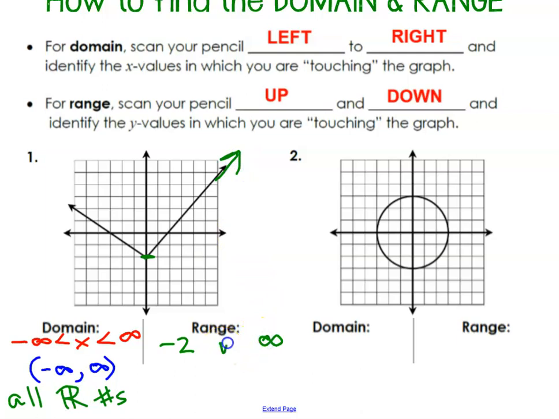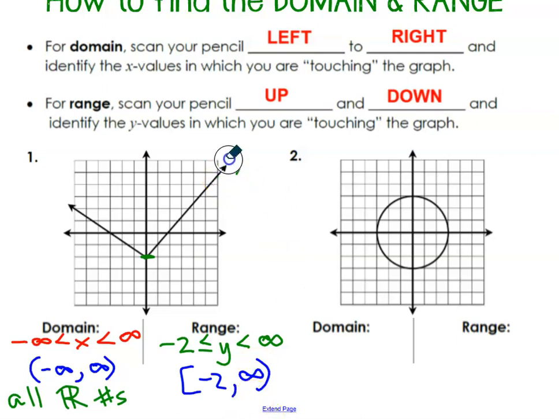And the range is all of your y values. Now because it touches the -2, I put an equal to sign. Infinity you can never be equal to, so I just put a less than sign. If I wanted to use interval notation, I would use a bracket, and infinity always gets a parentheses.